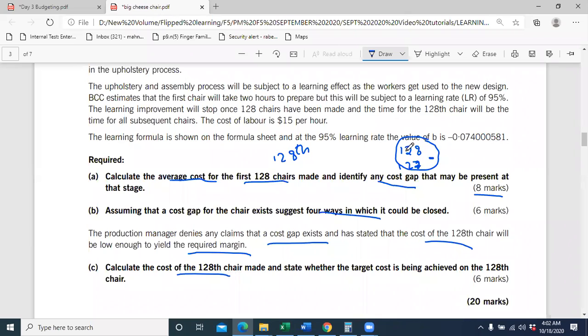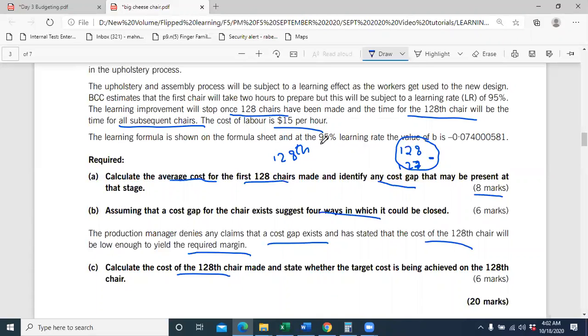So you'll be doing this, okay, per unit for 120 and 127, and then total time for 128 and 127, and then deduct, and that's how you're going to get the time taken for 128th chair. Okay, because here they said that learning improvement will stop once 128 chairs have been made, and the time for the 128th chair will be the time for all subsequent chairs, and labor rate per hour is also given.